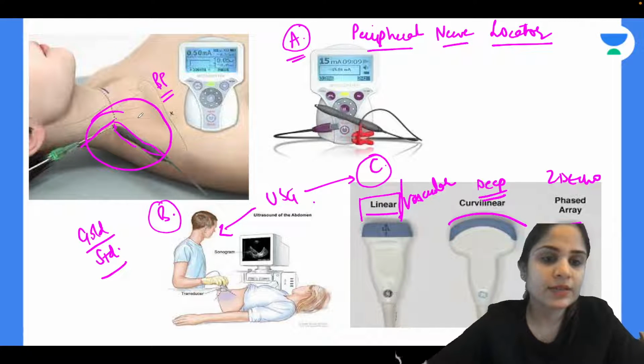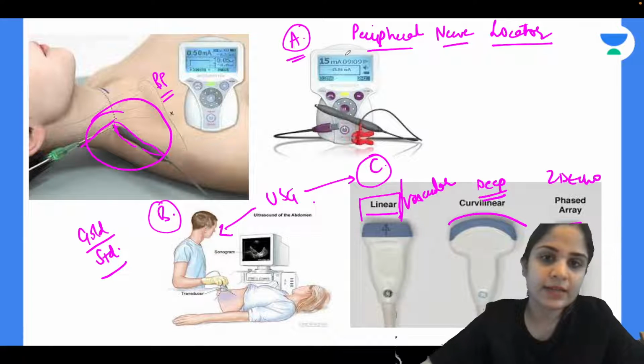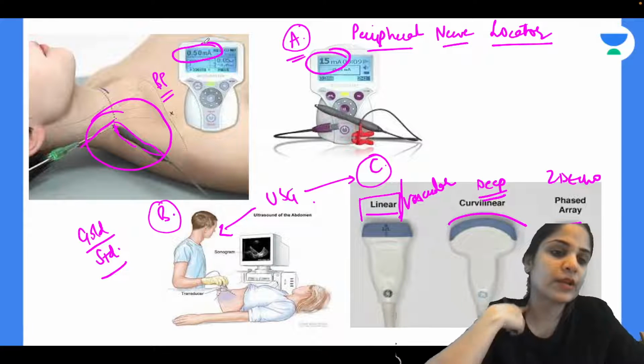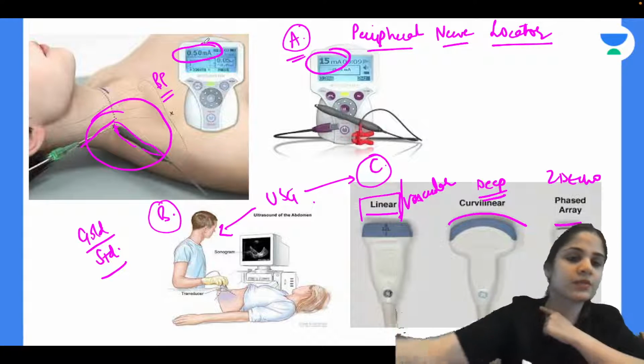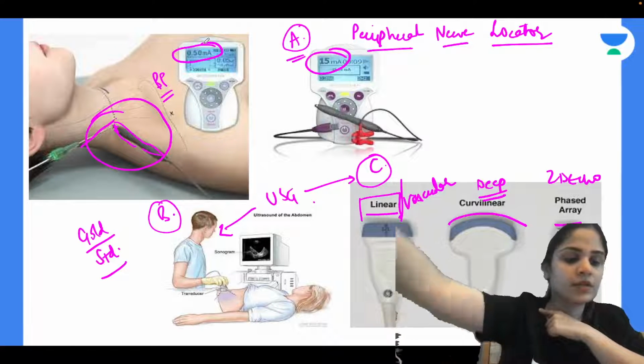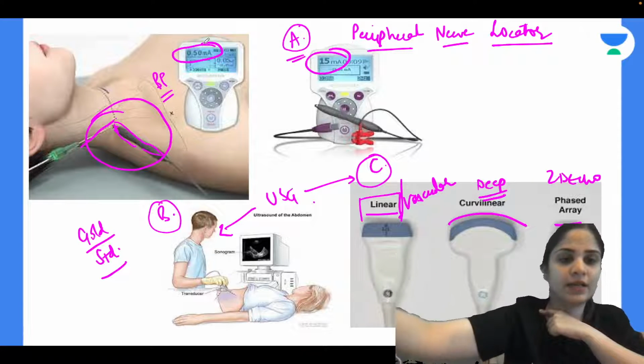So exactly like you can see in this picture, this pen-like thing is stimulating the nerves from outside. You give an electrical current and stimulate the brachial plexus nerves. The minute you reach somewhere near the brachial plexus nerves, the nerve gets stimulated and the hand starts moving, okay? So when you see this physical movement of the hand, you know that you have reached the brachial plexus.